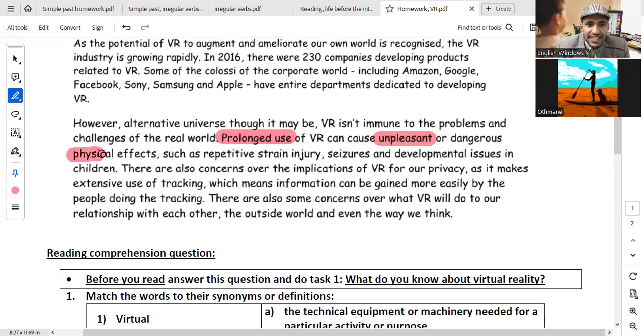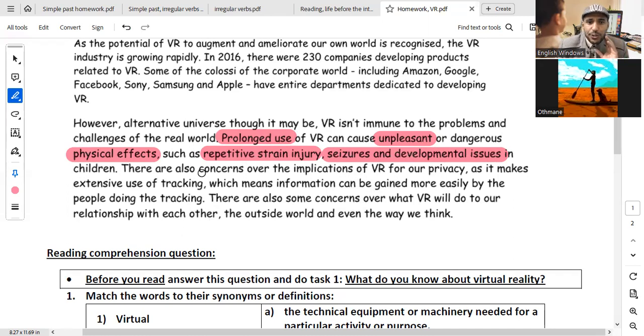Or dangerous physical effects, such as repetitive strain injury, seizures and development issues in children.